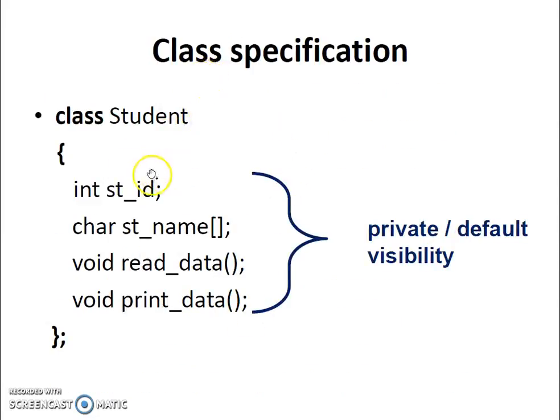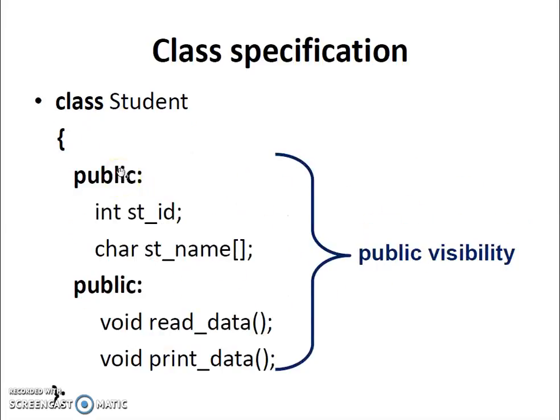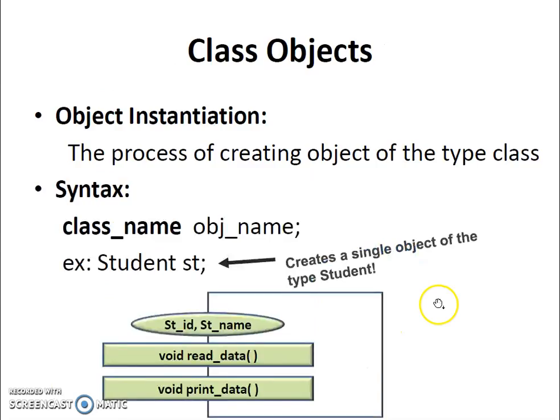So when I declare like this, here I am not specifying anything, so by default it is private. The visibility is default or private. If I specify public, then the visibility is public.